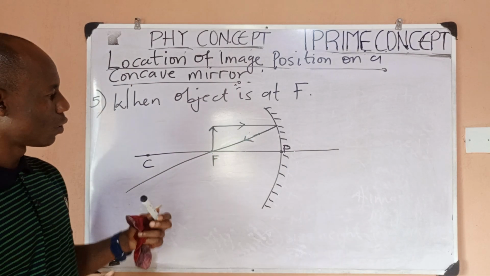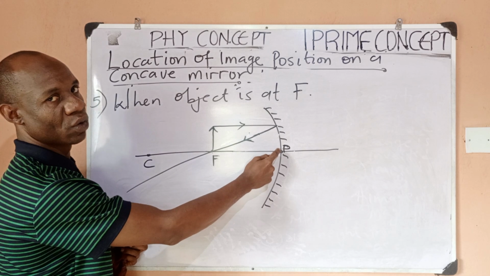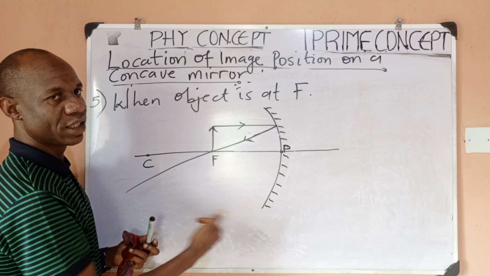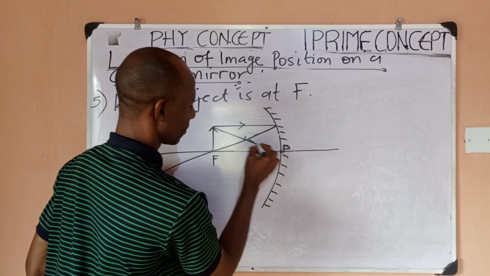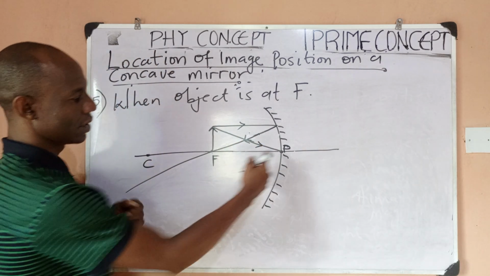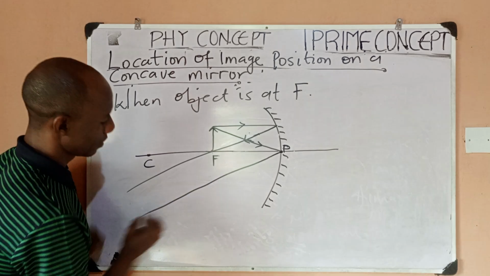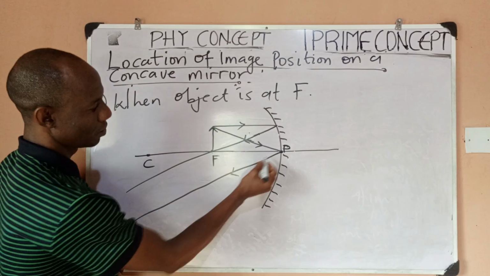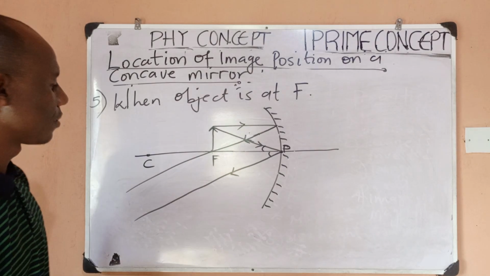The next one we want to apply is when your ray enters through your pole or hits your pole, it will obey the law of reflection. So I have this. When it hits this, it will come out in such a way that the law of reflection is obeyed, so that this angle and this angle are the same. That is what it means when you say the law of reflection is obeyed.